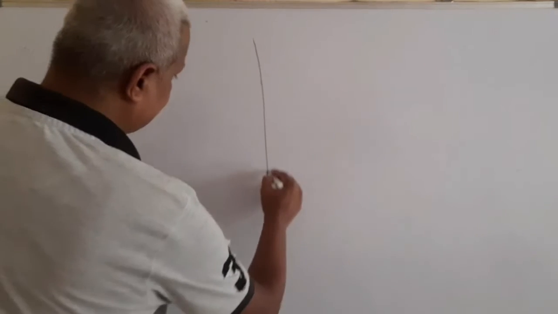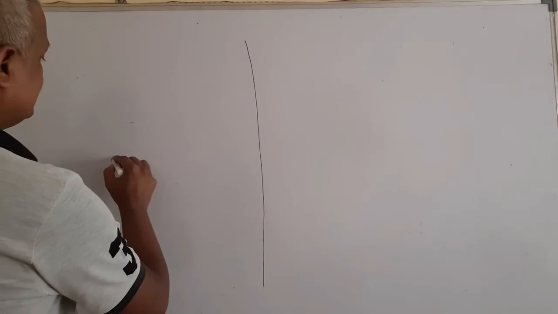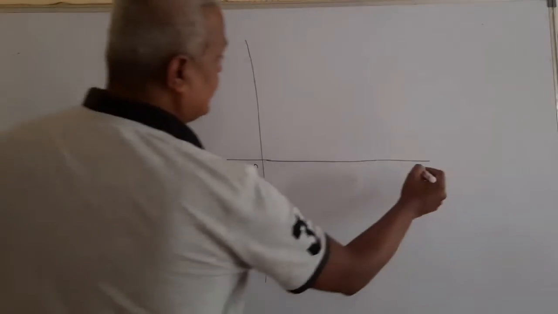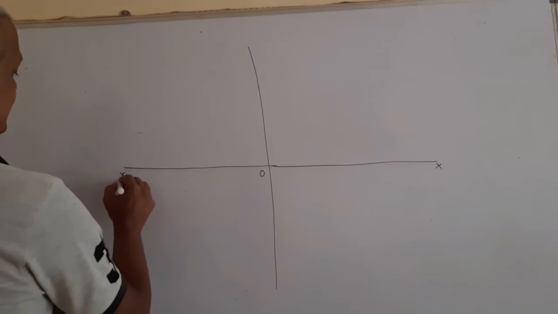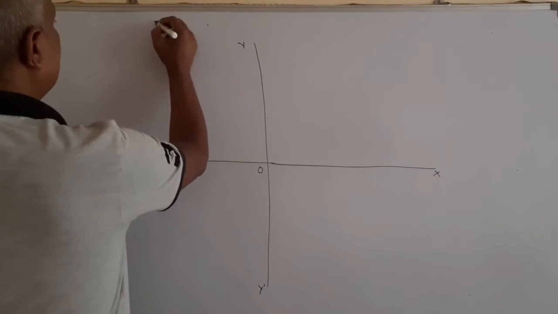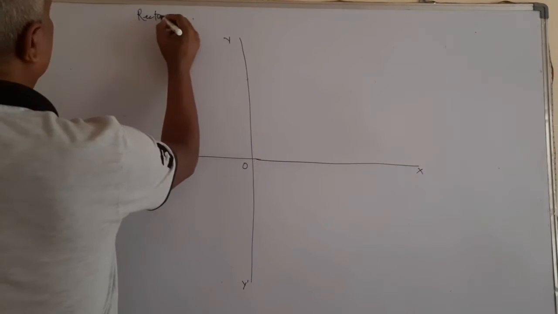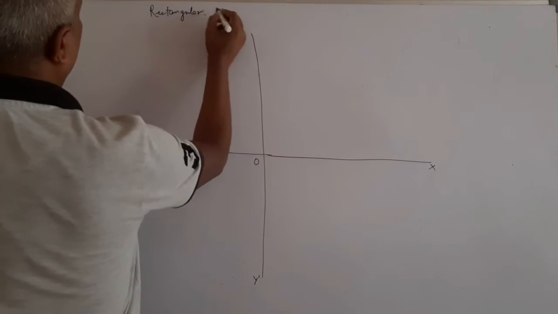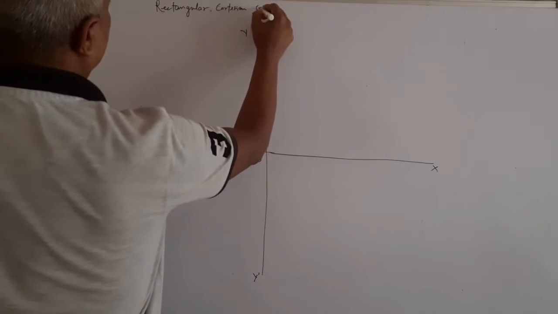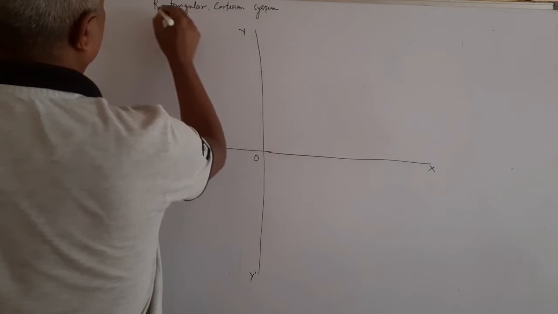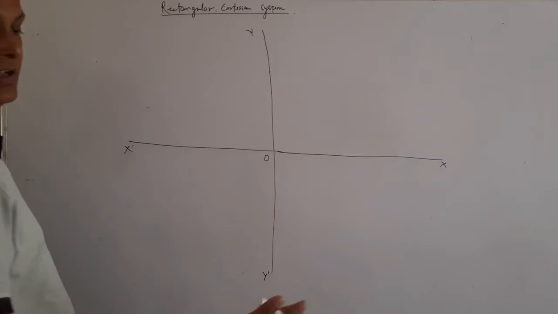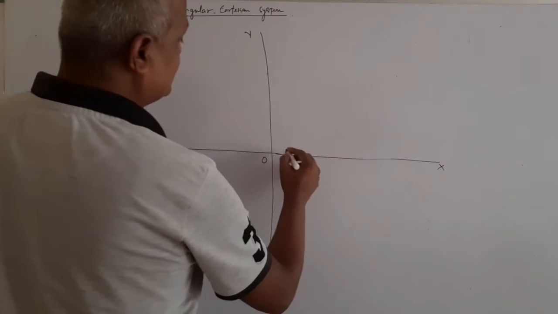This is my y-axis and this horizontal line is called the x-axis. So it's written like OX, X dash, and this is OY, Y dash, and this is called the rectangular Cartesian system.